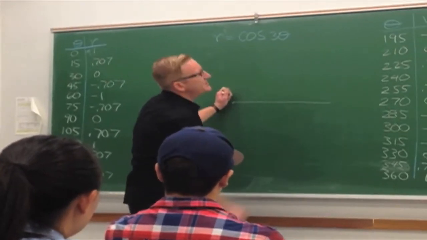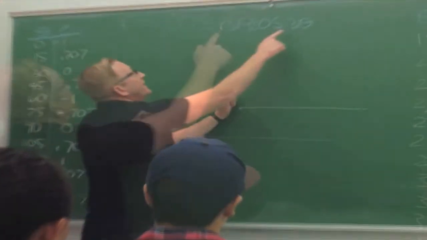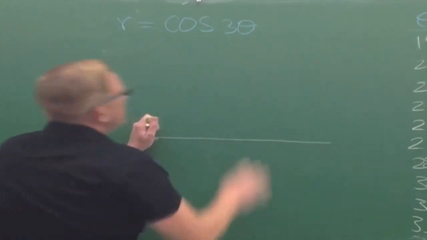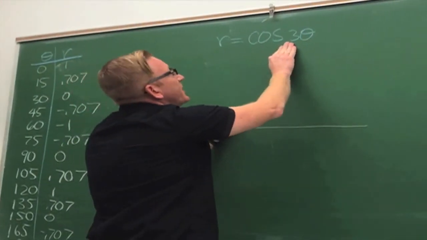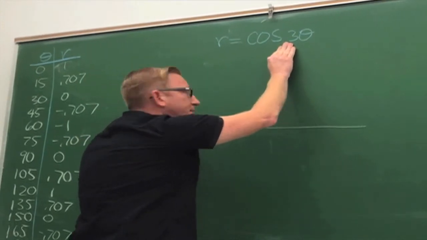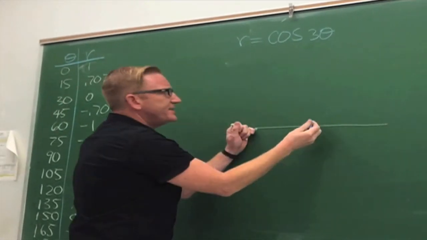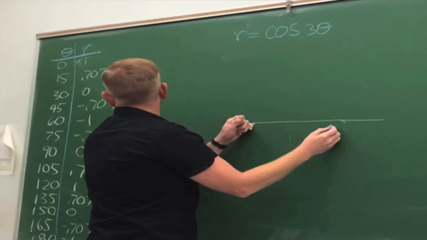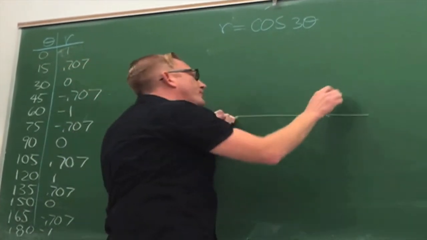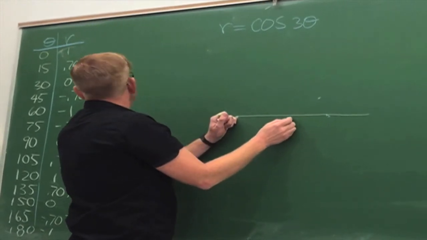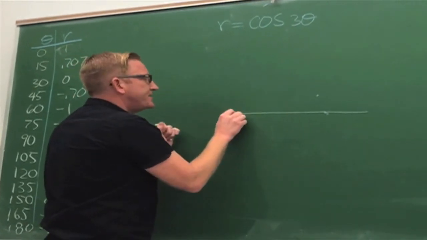We're graphing these guys. This is a rose. I know because that's 3 theta. That means when it's odd, I'm gonna have 3 petals. Let's go. When theta is 0, R is 1. When theta is 15, R is 0.07. I'm rotating this way and I'm going out that far. When theta is 30 degrees, I'm here at 0. Whoa.